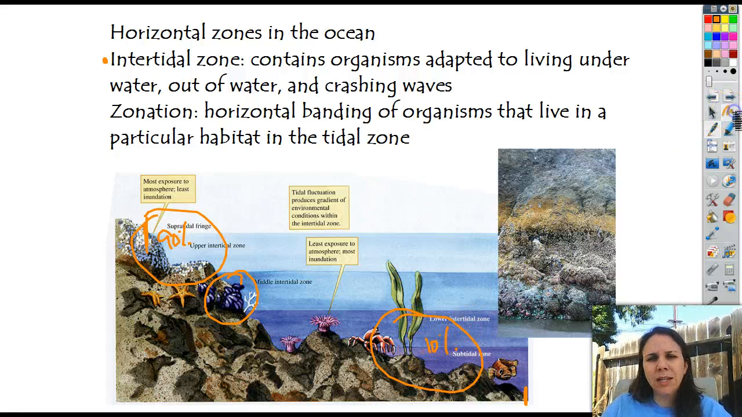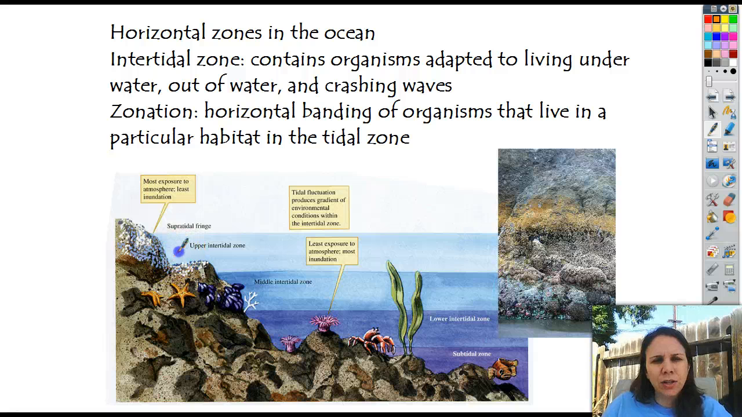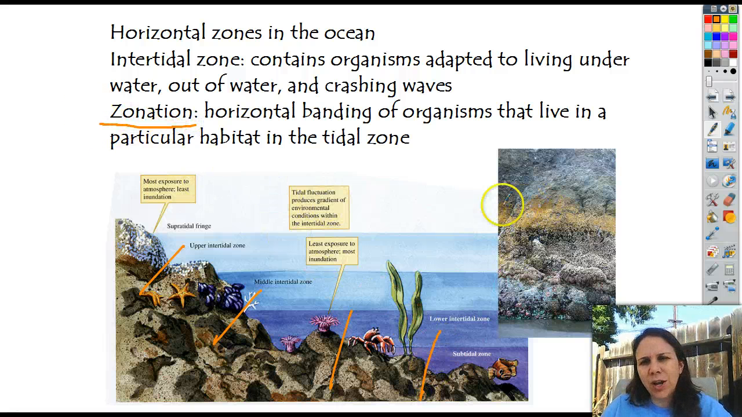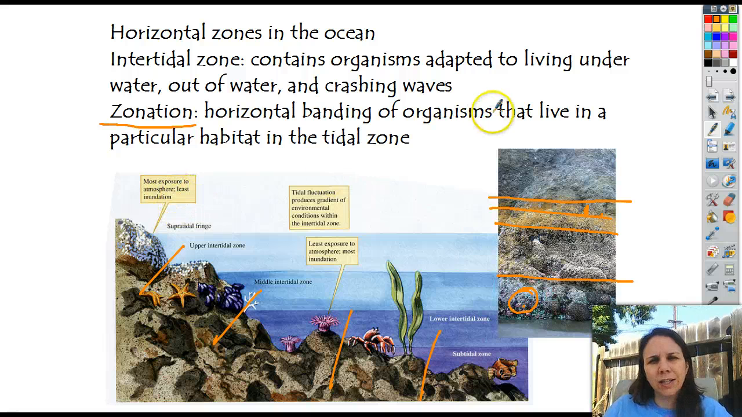So what we end up seeing are little banding patterns of creatures that live in particular zones. And so it creates something called zonation. You can even see it here, that it creates little patterns of who lives where. So these guys down here are used to being underwater most of the time. They would not survive up here, and vice versa. So zonation is a horizontal banding pattern of organisms that live in a particular habitat in the tidal zone.